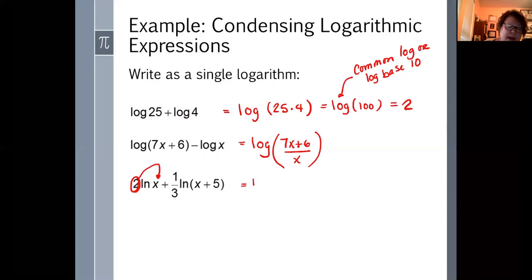So that's going to be the natural log of x squared. Now I'm going to do the same thing to the second expression. I'm going to take that 1/3 into the logarithm, and I'm going to make that an exponent. So I'm going to raise the entire x plus 5 to the 1/3 power. Now I can rewrite that as the cube root of x plus 5.